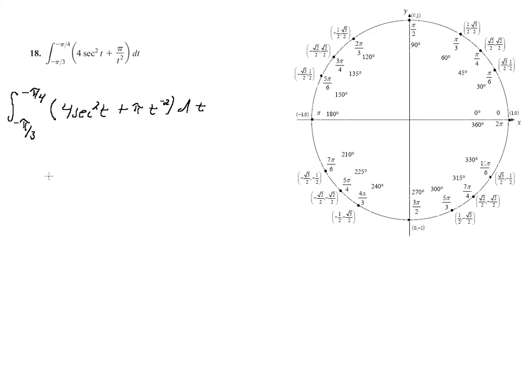Pretty nasty. So we have 4, it's just a constant, times the function whose derivative is the secant squared of t, and that's just the tangent. I'm going to draw some parentheses around there. Tangent of t plus pi, and that's just a constant, times the integral of t to the negative 2. So I go up by a power of 1. So I add 1 to the power, so the negative 1 over the new power.